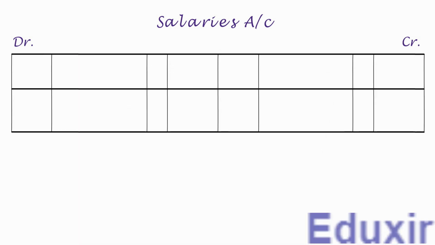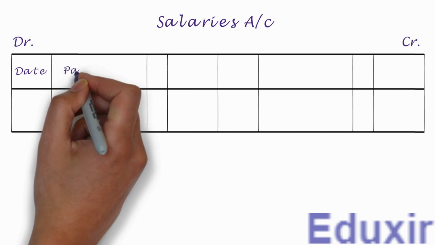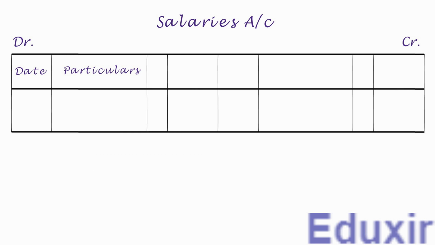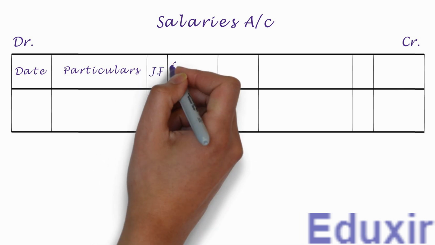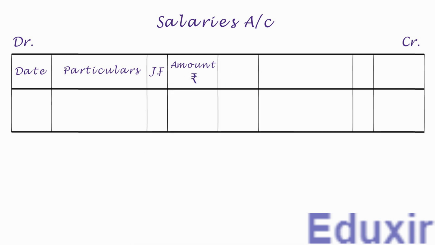Let us then write the headers DR and CR to designate the debit and credit sides respectively. Let us now have the column headings for date, particulars, journal folio, and amount in rupees on the debit side. Let us have the same columns on the credit side also.